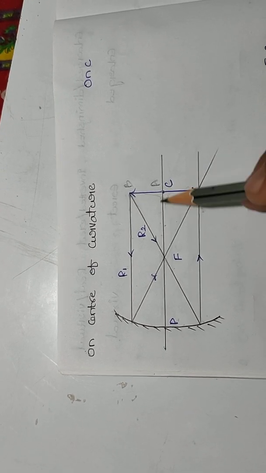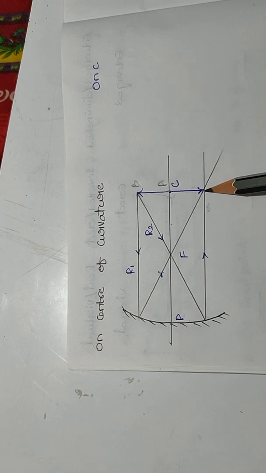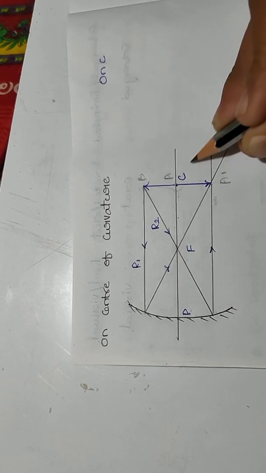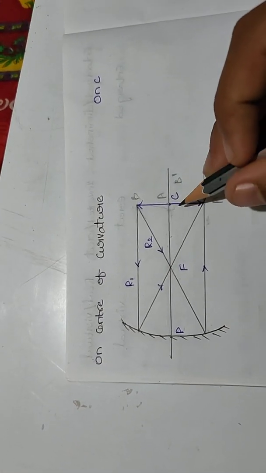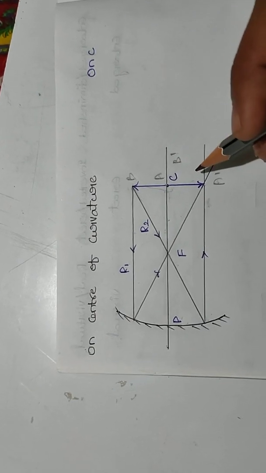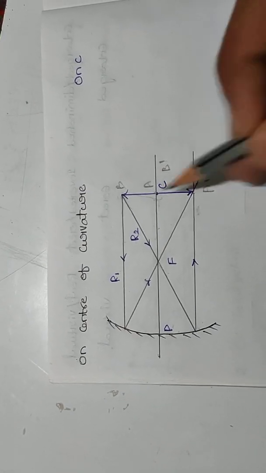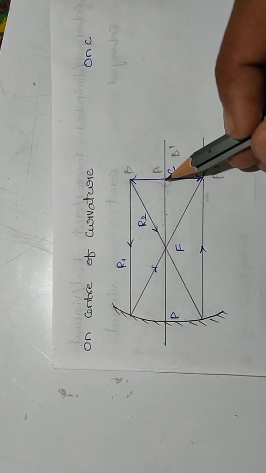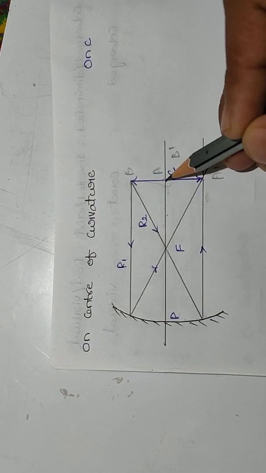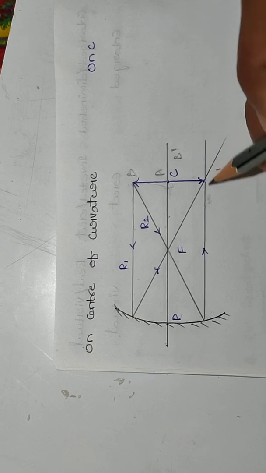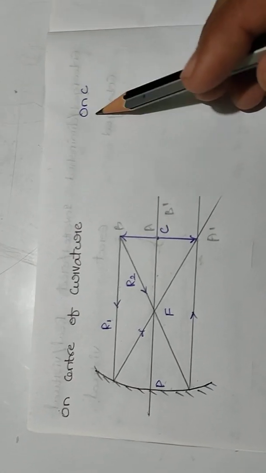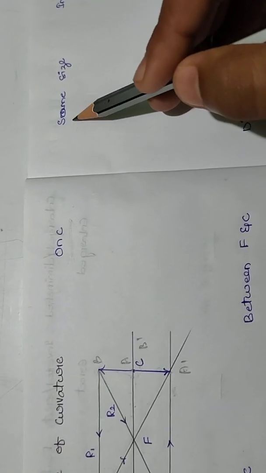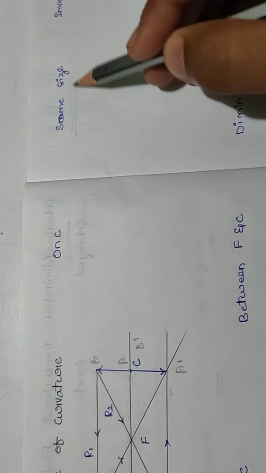Now where will the image form? When two reflected rays meet at one point, there is a formation of an image. I can name it as A dash and B dash. This is the formation of the image. You can observe that the image is also forming on the center of curvature. When my object is on the center of curvature, the image is also forming on the center of curvature. So the position of the image would be on C. And the image is the same size, not enlarged or diminished.